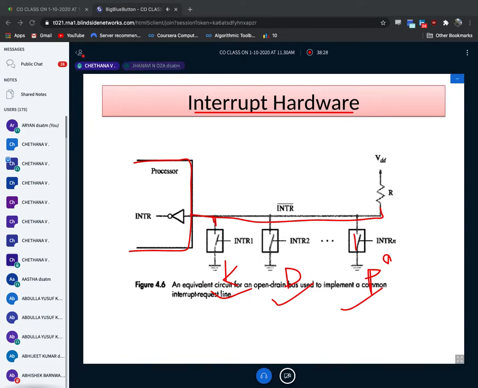K, very good. K means keyboard. If D, the D switch should be on. If P, then P should be on. I think you are able to understand that concept very clearly. That is about interrupt hardware. I think I have covered interrupt hardware.